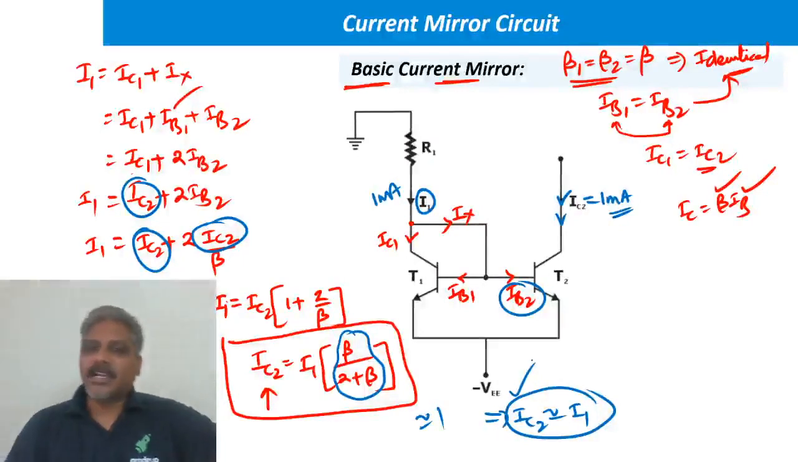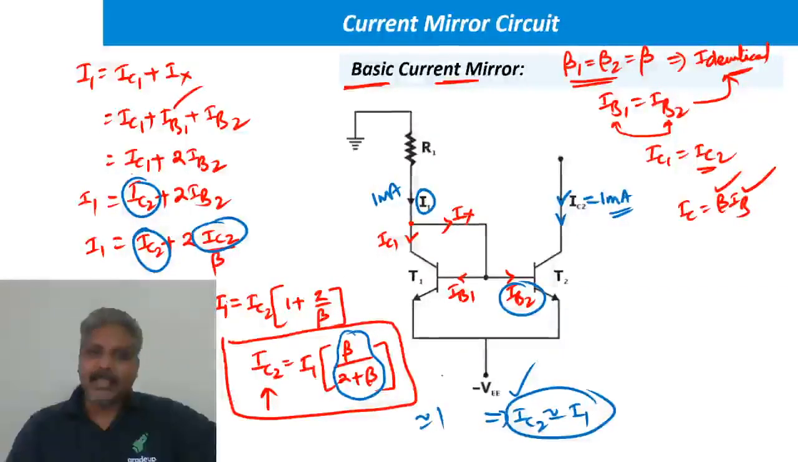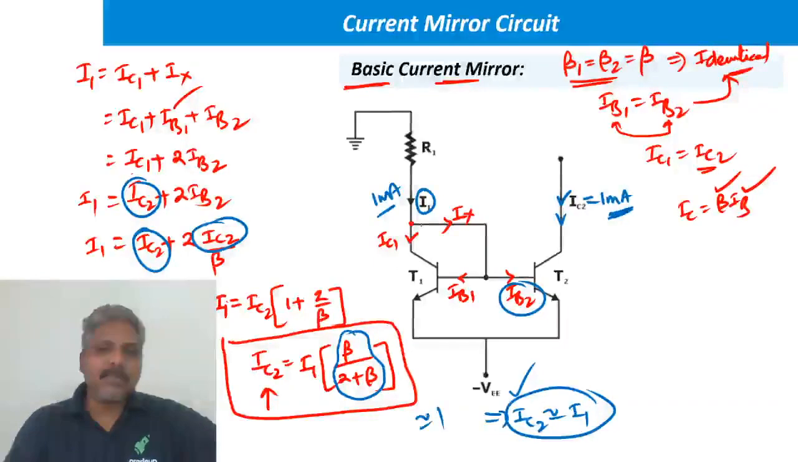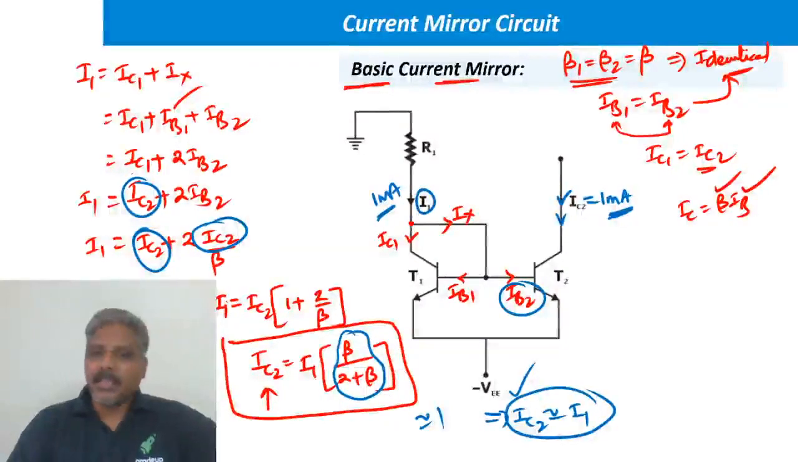If they are not identical, they are not exactly equal, and exact current mirroring will not happen. Suppose I want 1 milliampere here; if you put 1 milliampere here, it may be maybe 0.8 milliampere if the transistors are not identical. But if they are identical, then this current will be the mirror image of this. If you want an exact mirror image, the transistors must be identical.